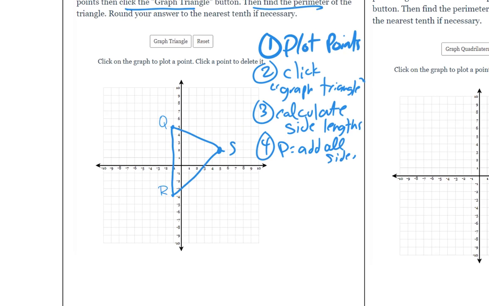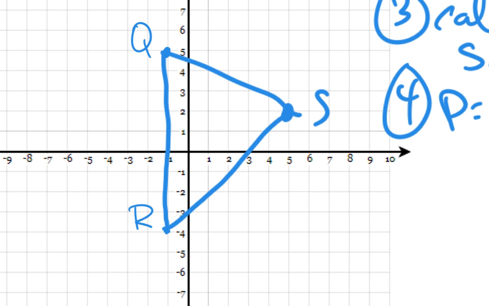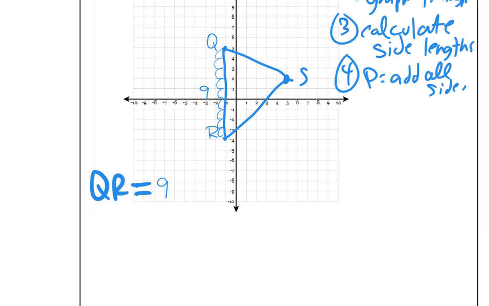So let's find those sides. We have 3 sides. The first one, QR, let's check that out. This is actually one where we can just count. So let's count those: 1, 2, 3, 4, 5, 6, 7, 8, 9. That's 9. So QR is 9.